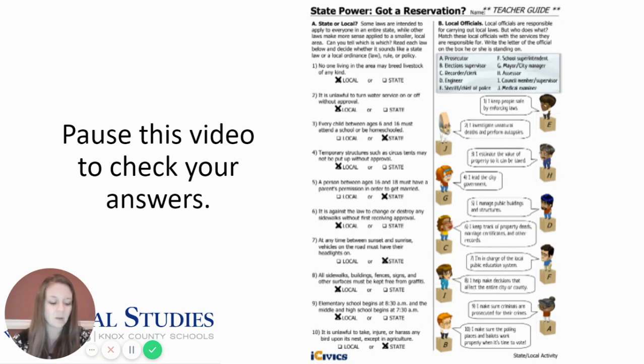Number 5 says they manage public buildings and structures, and they're the engineer. Number 6 says I keep track of property deeds, marriage certificates, and other records, and they're the recorder or the clerk. Number 7 says I'm in charge of the local public education system, and they're the school superintendent. Number 8 says they help make decisions that affect the entire city or county, and they're a council member or supervisor. Number 9 says they make sure criminals are prosecuted for their crimes, and they're a prosecutor. And number 10 says they make sure the polling places and ballots work properly when it's time to vote, and they're the election supervisor.